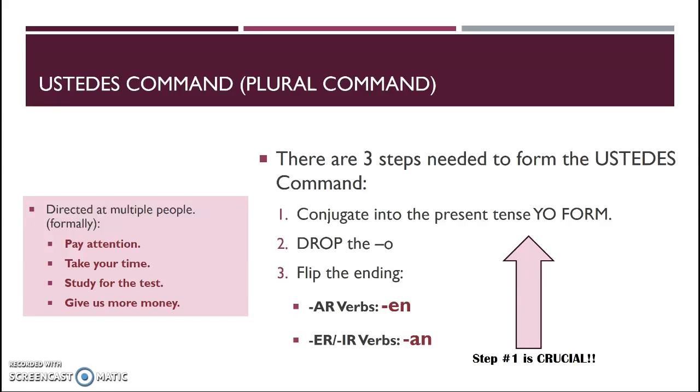You still follow the first same steps that you do with a singular command or an USTED command. The crucial step being put it into the yo form. Then you drop the o, and we still are flipping the endings. The only difference between an USTED and an USTEDES command is the letter N. AR verbs now end in EN, and ER/IR verbs now end in AN.